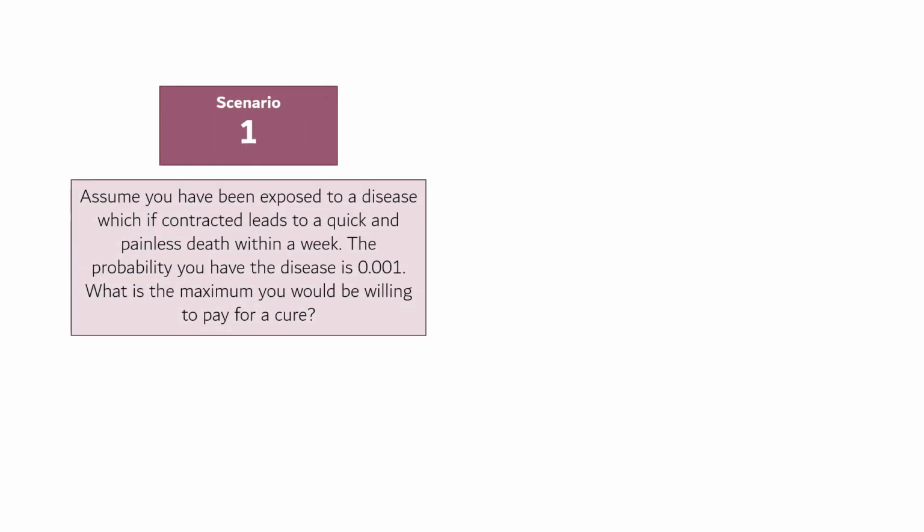Scenario 1. Assume you have been exposed to a disease which, if contracted, leads to a quick and painless death within a week. The probability you have the disease is 0.001. So pretty small, very small really. What is the maximum you would be willing to pay for a cure? What do you think?